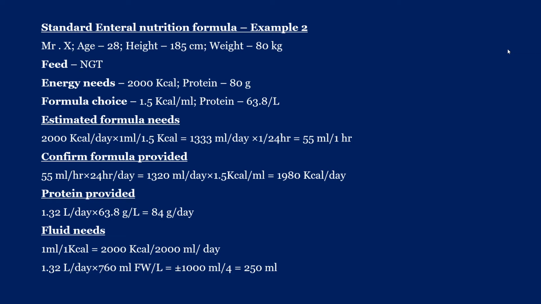If 1 calorie per ml is equal to 2000 calories per 2000 ml, then the total number of ml per day into the amount of free water per liter gives an approximate ml per day, which is further divided by the number of times of feed to be administered, which gives ml feed per serving.